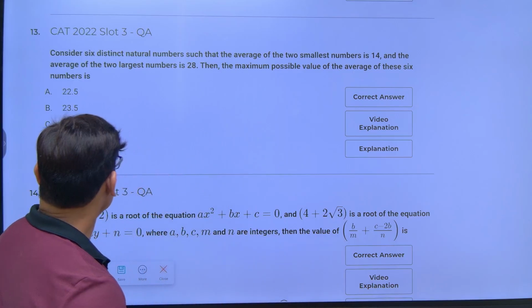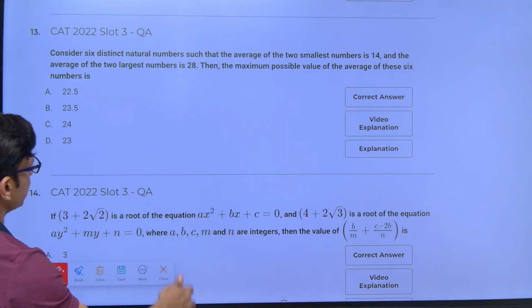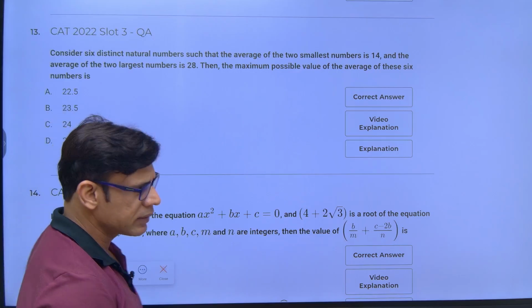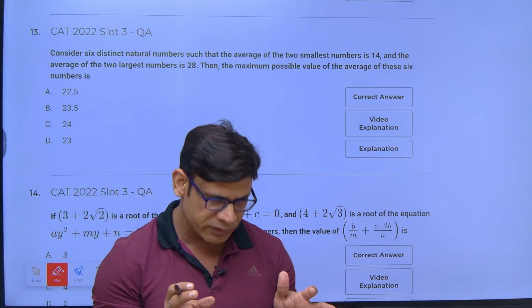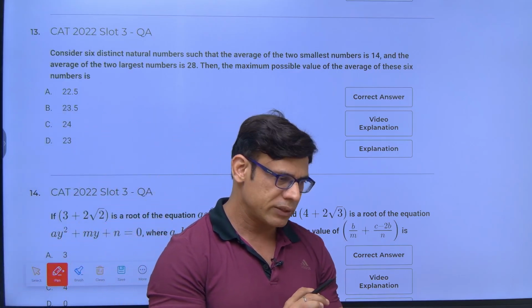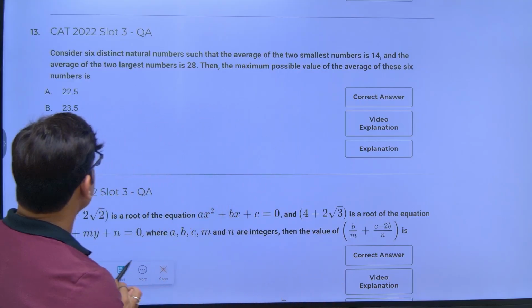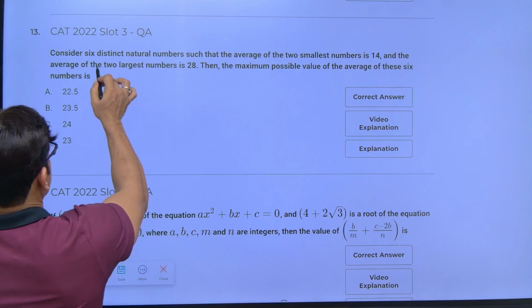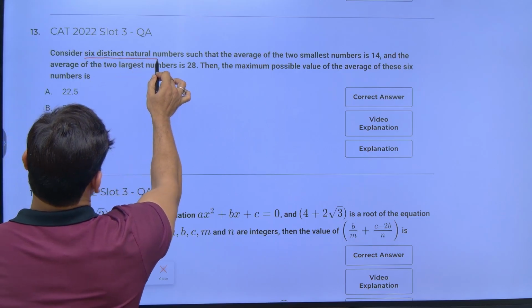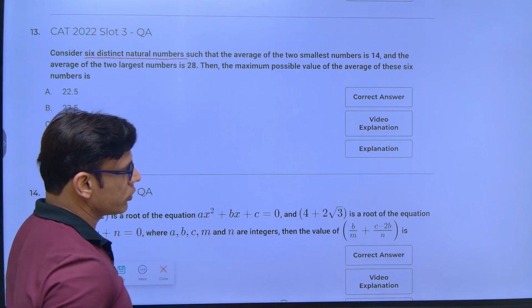Now, this is a question which many people struggled with, right? They asked me if there is any shortcut method for this. So let's try to understand. As I told you, CAT is a very logical exam. We'll ask you logical questions. Now, the question is: consider 6 distinct natural numbers. Remember, the numbers have to be distinct, and at the same time have to be natural.